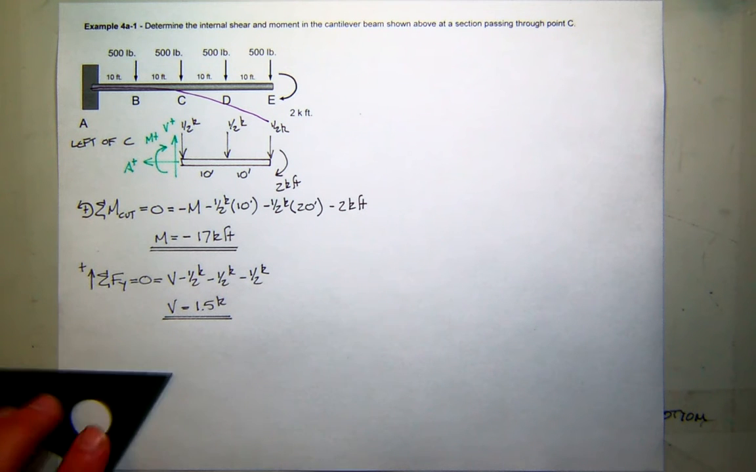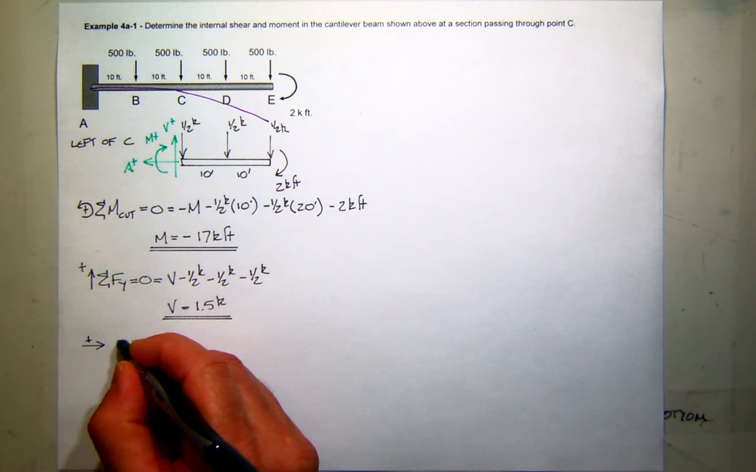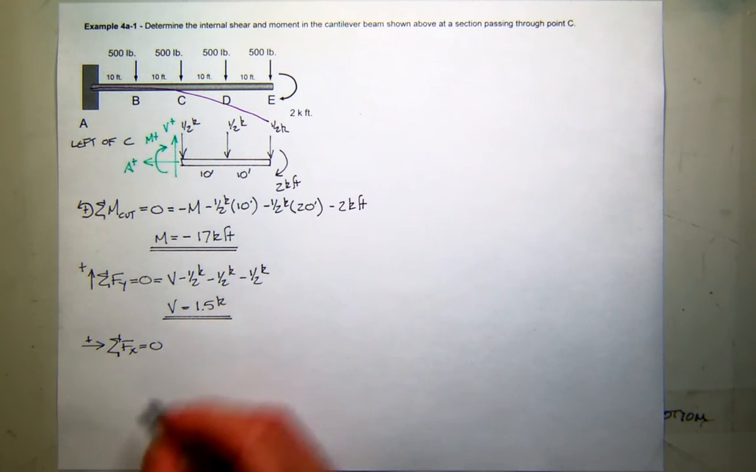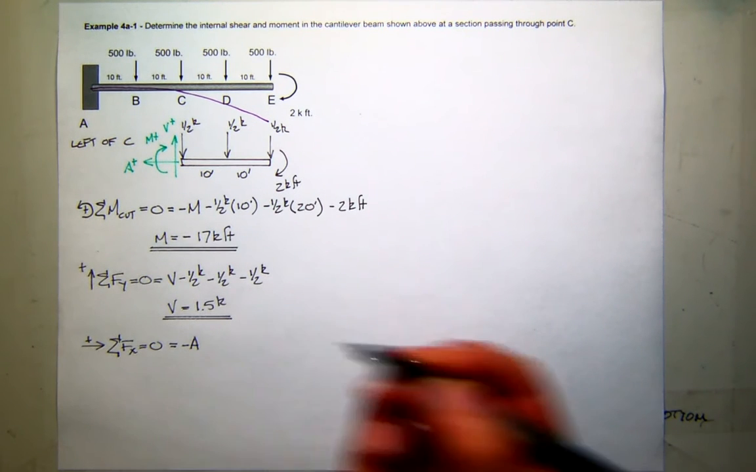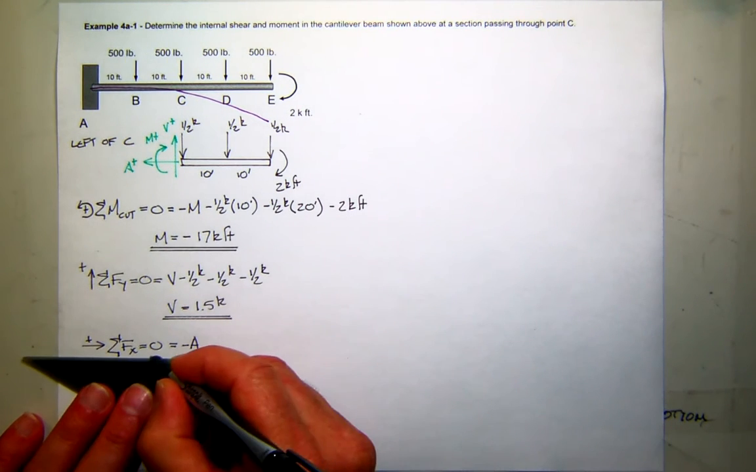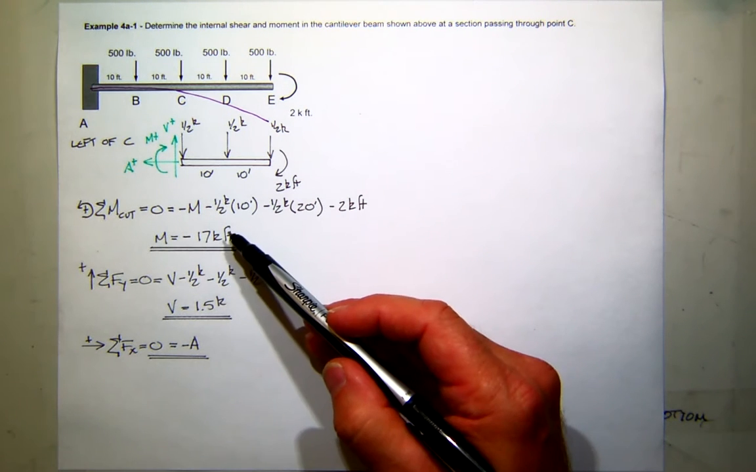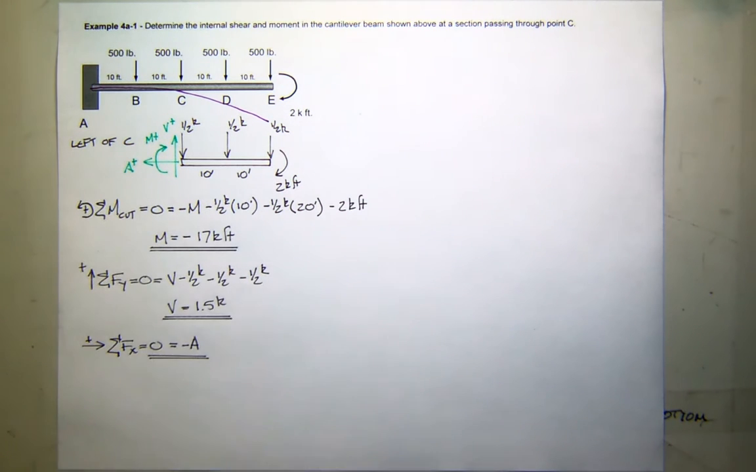And just to be complete, I'll sum forces in the x direction. I'll assume to the right is positive. And what do I have in the x direction? I have negative A, but it doesn't really matter. It has to be equal to 0. No axial force. So there's my bending moment, my shear force, and my axial force just to the left of C. Is it going to be different just to the right of C? I don't know. Let's find out.